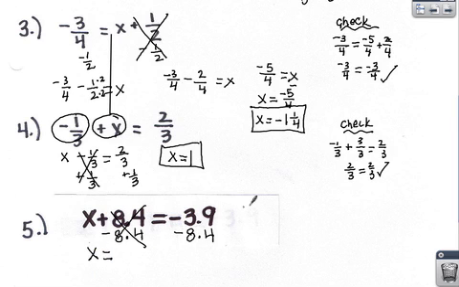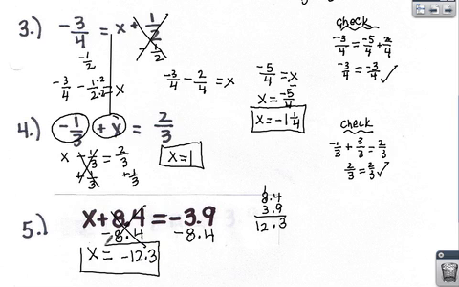Same sign, so I'm adding and keeping. 8.4 plus 3.9 gives 12.3, and I keep my negative sign. So x equals negative 12.3.